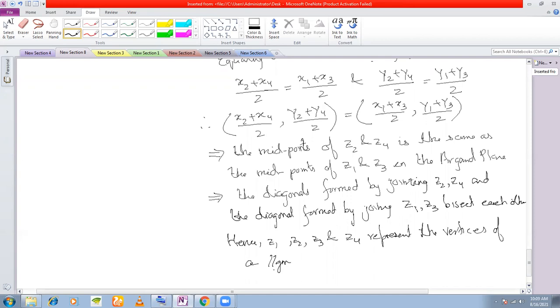Okay, clear with this? Can move on then. So what I'll do is, complex numbers, I stop here.